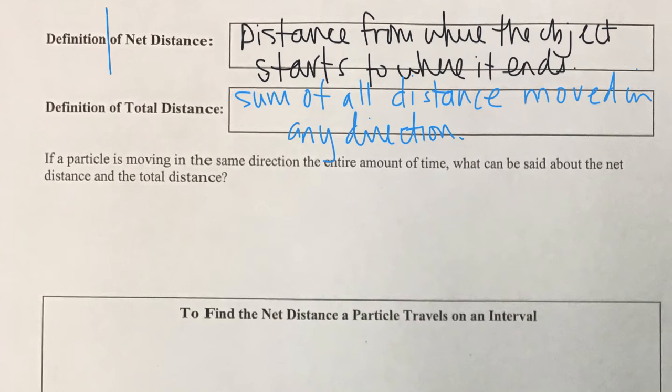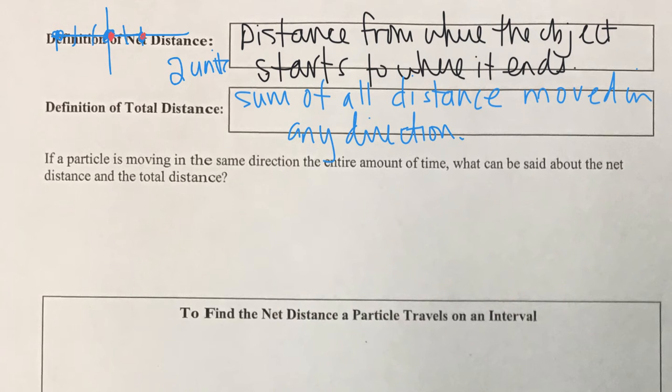So if we started out at 0, and maybe we went left 3 units, your particle went left 3 units, stopped, and then turned around and went right 5 units, right? The net distance traveled is only 2 units, because it started at 0 and it ended at 2. So that would be the net distance traveled.